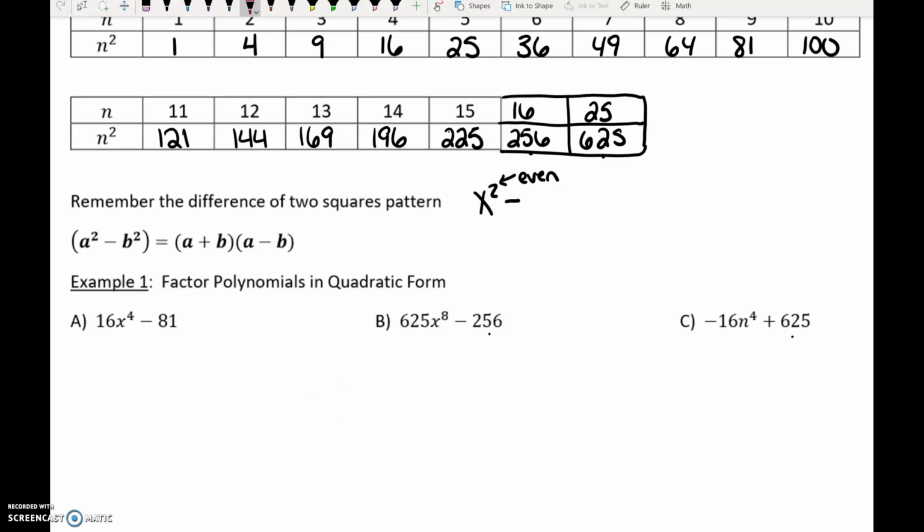So 16 is the perfect square of 4. X to the fourth is the perfect square of x squared. X squared times x squared is x to the fourth. So basically you take that exponent and cut it in half. 81 is the perfect square of 9. So this is 4x squared plus 9, 4x squared minus 9.